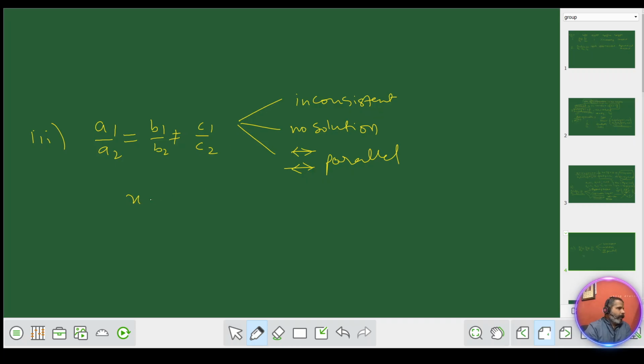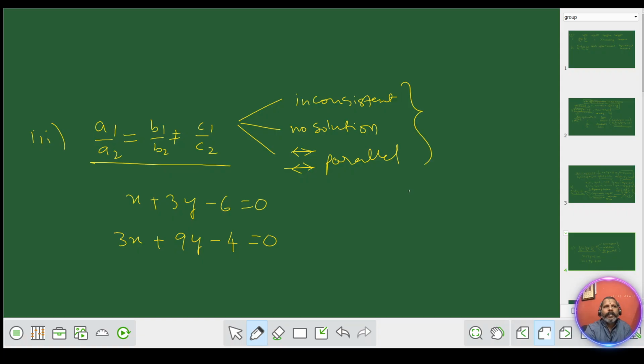Let's see. x plus 3y minus 6 equal to 0. For the first two, the ratio should be the same, right? So I'll say 3x plus 9y minus 4 equal to 0. Another one: there is a question in the exercise. Construct two linear equations such that the lines are parallel, or coincident, or intersecting. You should know the ratios, based on which we decide these 3 points.